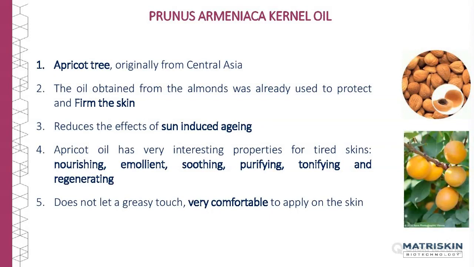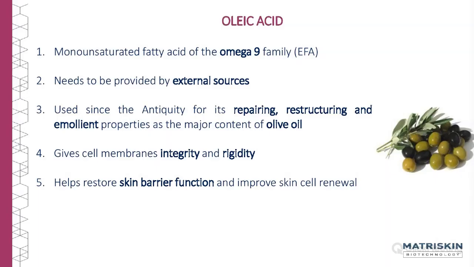Prunus armenica kernel oil or apricot kernel oil has long been used in topical skincare for their incredible benefits to act as an emollient ingredient because it mimics very closely the natural fatty acids found in the skin. It also has incredible antioxidant properties and basically reduces the effects of sun-induced aging. It doesn't have a greasy touch and it doesn't leave a greasy film on the skin, but penetrates to provide a really comfortable, nourished effect on the skin.